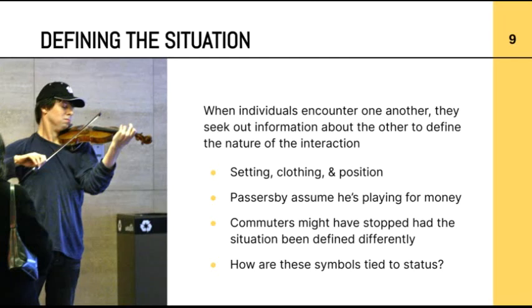Had the situation been defined differently, however, like a sign saying, world-renowned violinist is going to play an impromptu concert today, perhaps more people would have stopped. And in fact, they did a few years later when he played at that same metro station, and they had announced it, and tons and tons of people showed up. They were so excited to listen to him play. And so we look at these different symbols that are communicating to people what the situation is and how they should interact with the people around them. And how are these symbols tied to status?